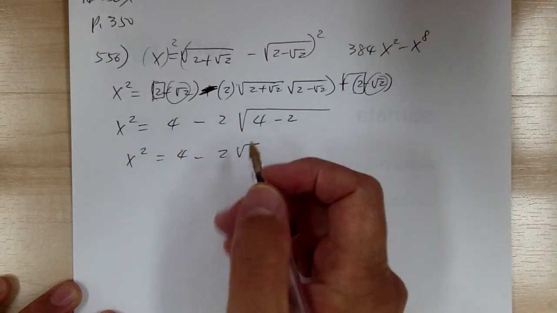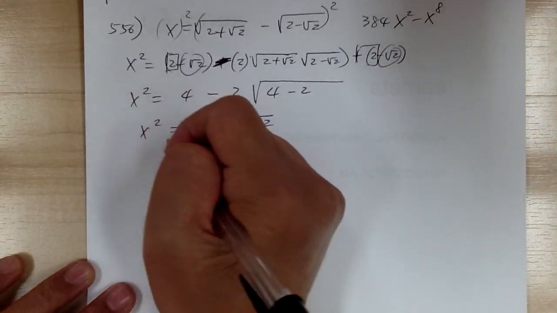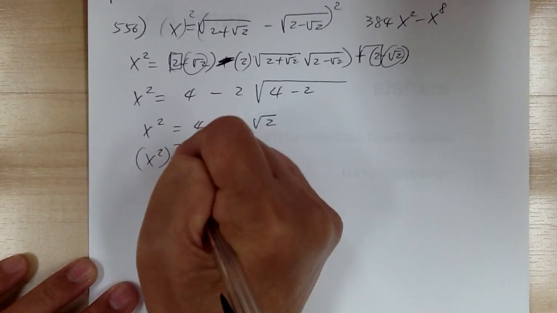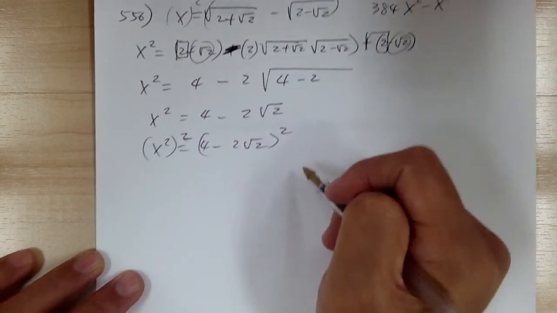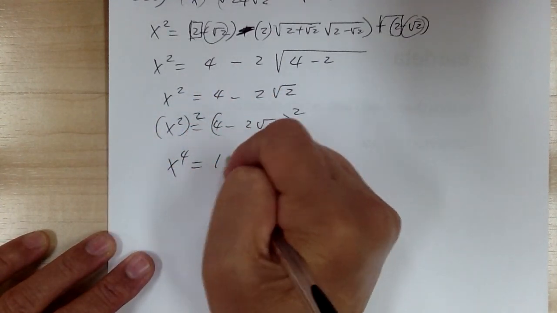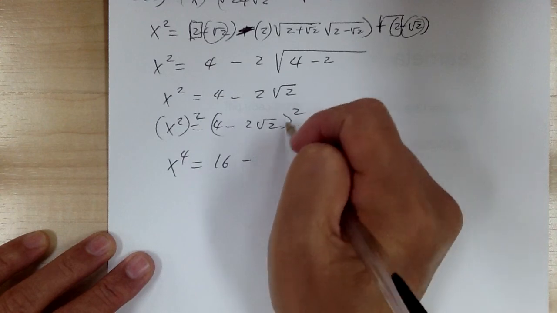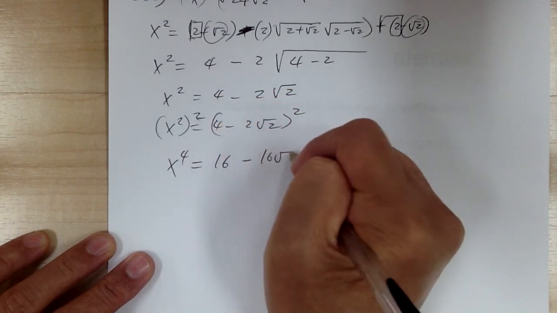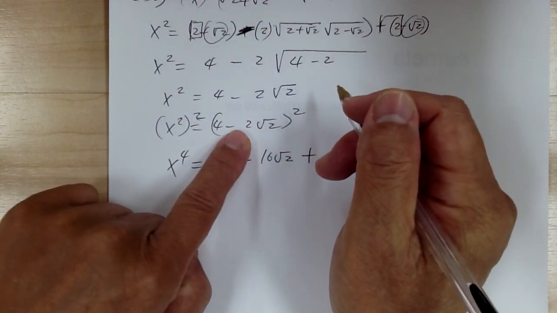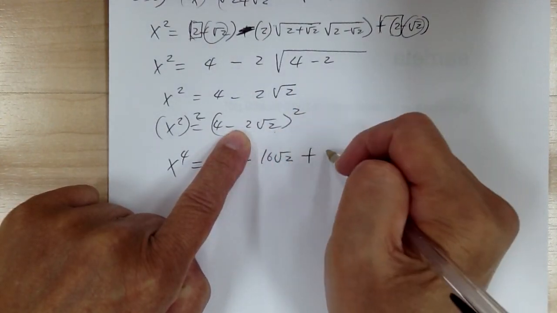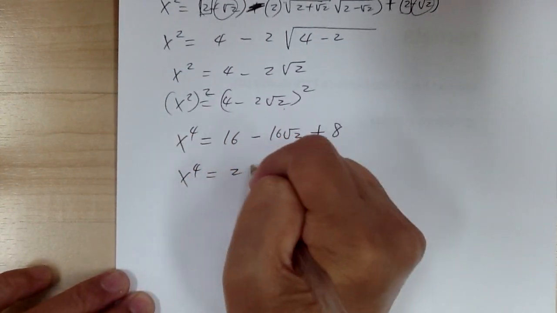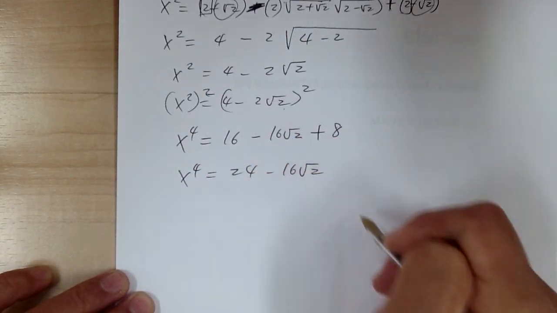Now we're going to square this again. So x squared equal to 4 minus 2 square root of 2. So square both sides again. So x to the 4 will equal to 16 minus, so multiply all this together, get 16 square root of 2 plus, so square this is 4, square this is 2, so it will be plus 8. So x to the 4 equal to 24 minus 16 square root of 2.